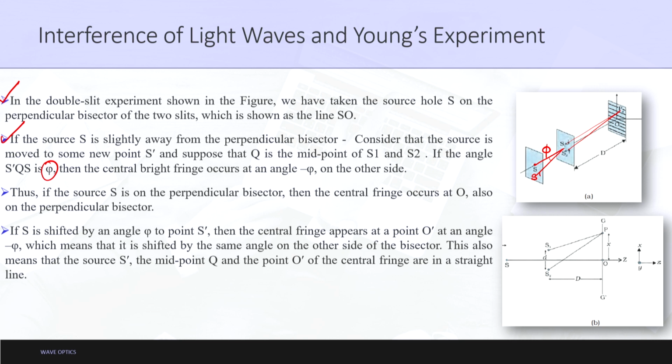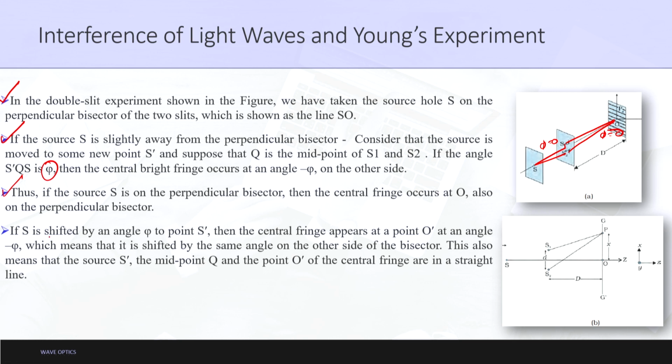Thus, if source S is on the perpendicular bisector, the central fringe occurs at O, also on the perpendicular bisector. Quite evident, it is a simple explanation. If S is here, then the perpendicular bisector is here, because the angle phi is 0, which means the angle is also formed at phi equal to 0. So this is the only explanation from this point.